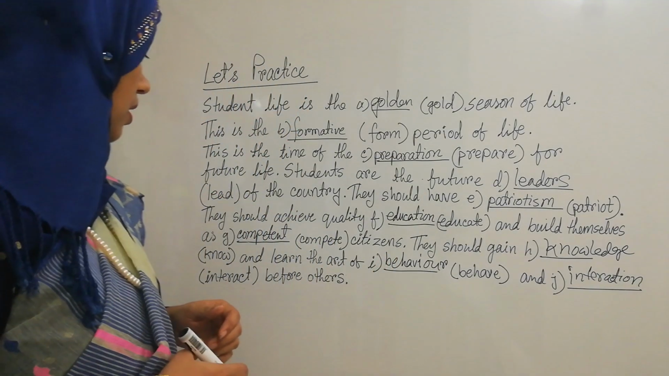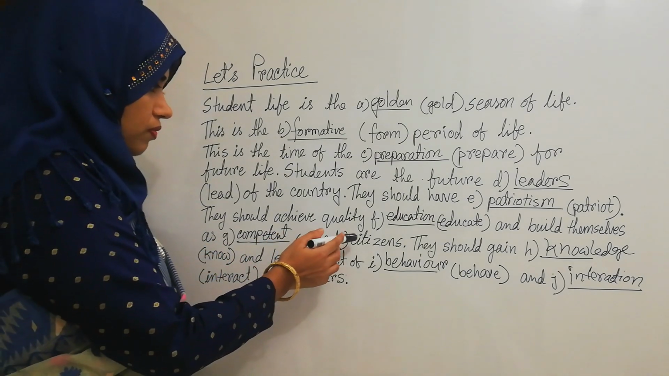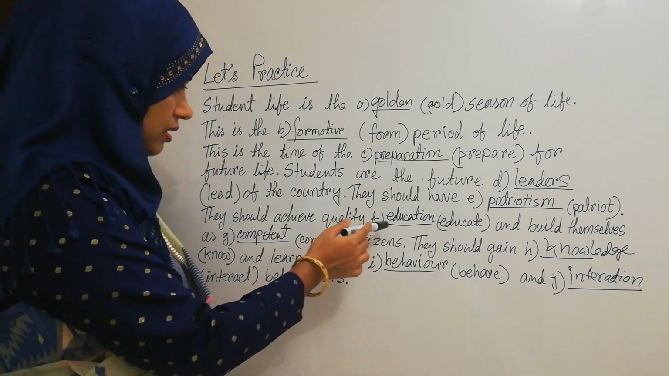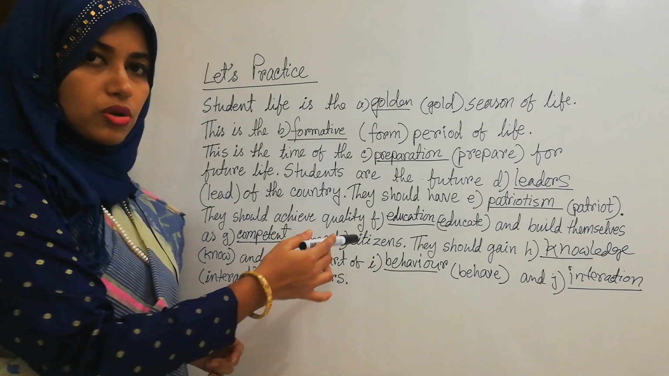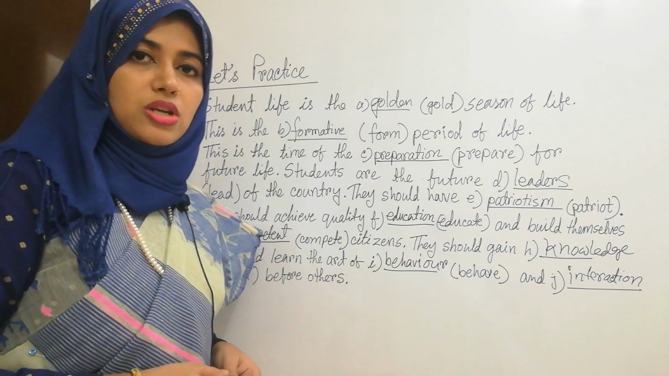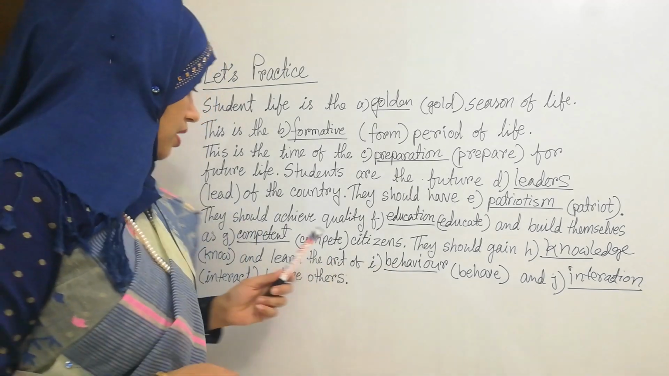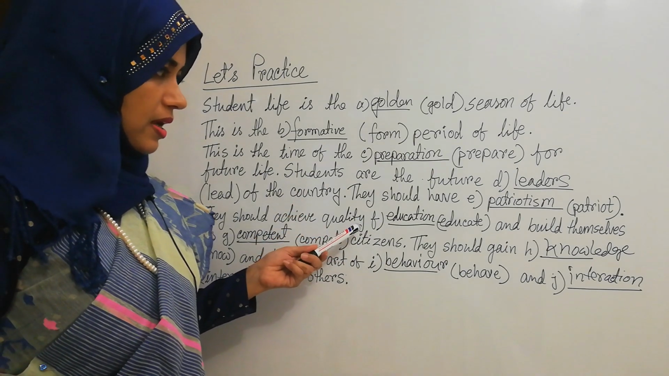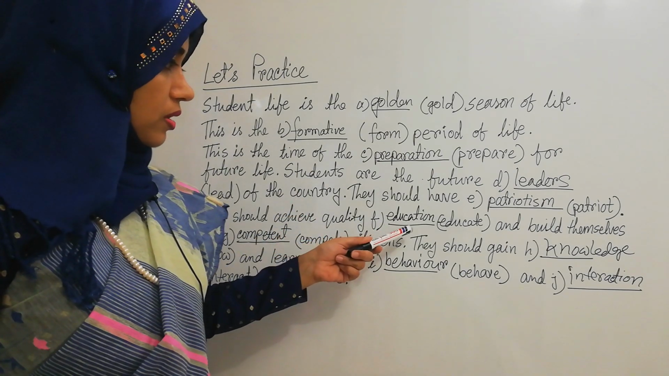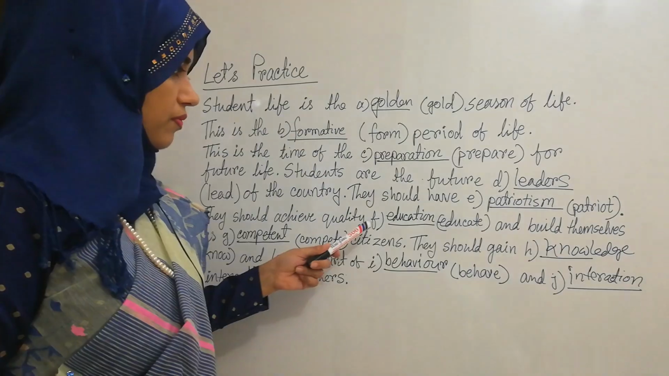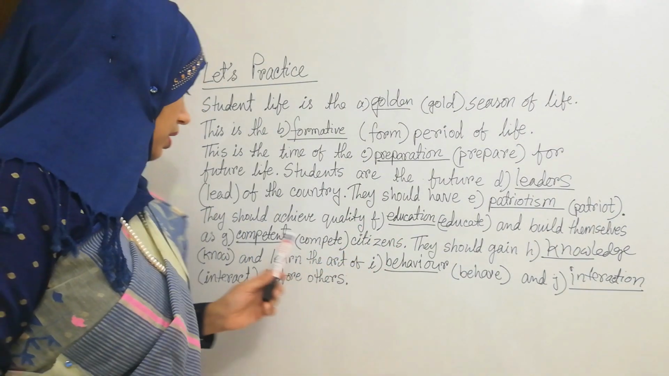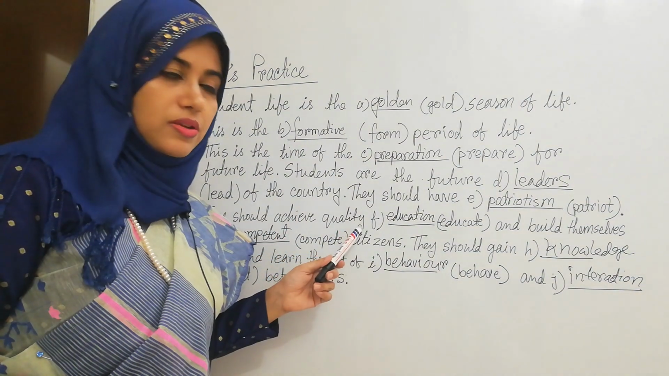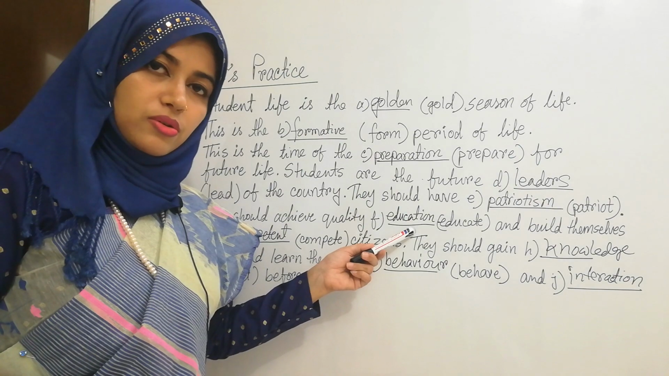Okay, the next, they should achieve quality educate. They should achieve, in this case, see the structure. We know that in English the sentence structure is subject, verb, object. So subject is given and there is no article or preposition, nothing like that. So we should look for the object here, and obviously the object will be in the noun form. They should achieve, achieve is the verb here, then quality is the adjective here. So obviously we have to use the noun form.